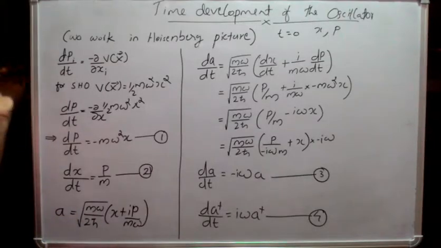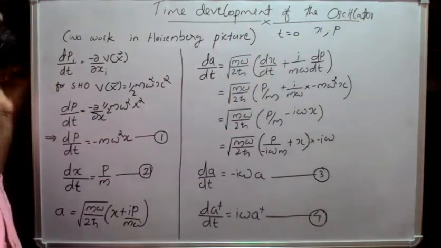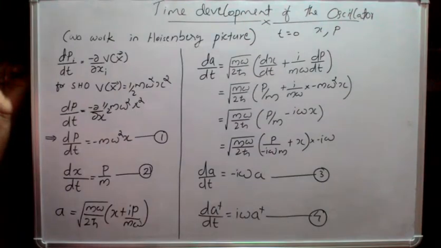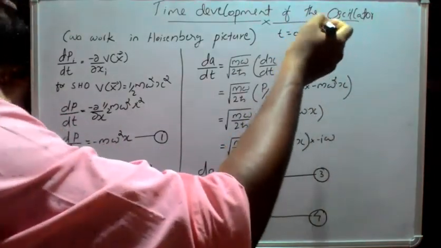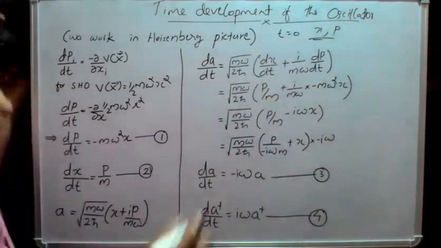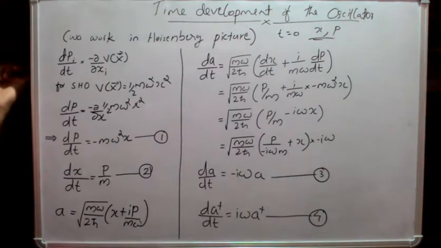Hey friends, so far we have not discussed the time evolution of oscillator states as well as observables x and p. Now we are going to discuss the time dependence of observables like x and p and the time dependence of its expectation values.